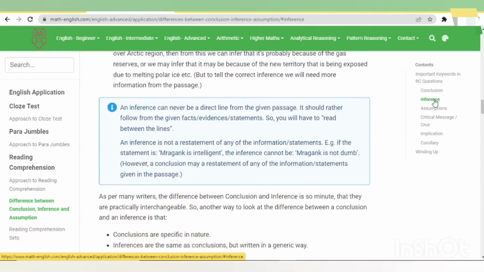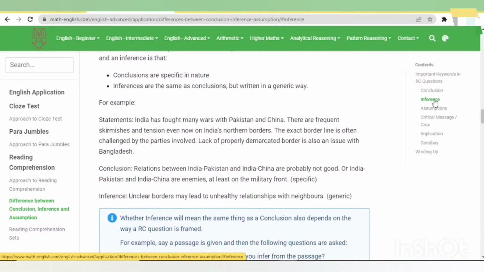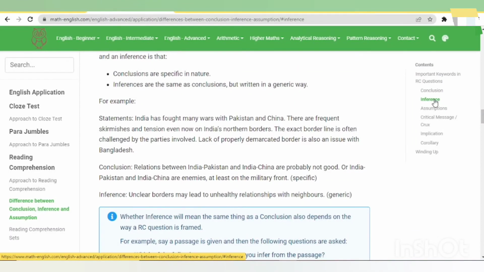This example said, India has fought many wars with Pakistan and China. There are frequent skirmishes and tension even now on India's northern borders. The exact borderline is often challenged by the parties involved. Lack of properly demarcated border is also an issue with Bangladesh.